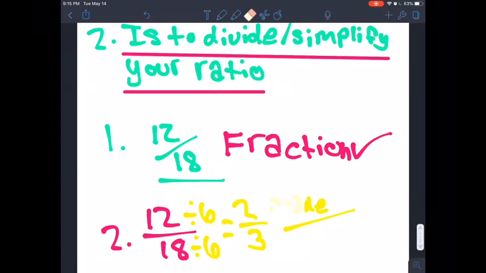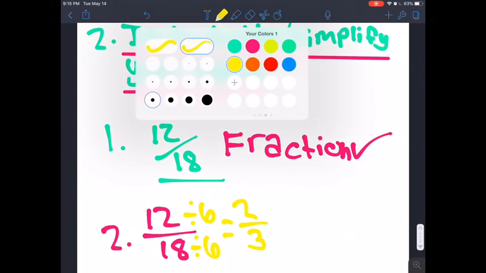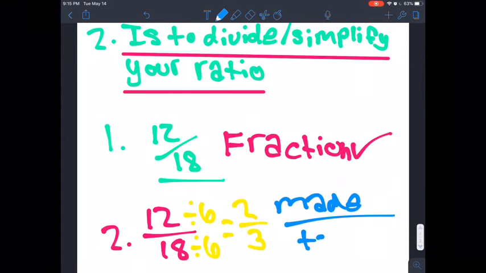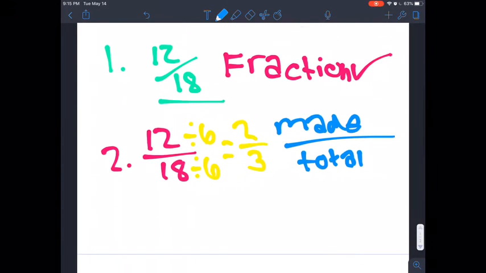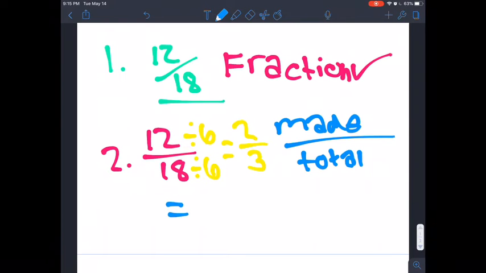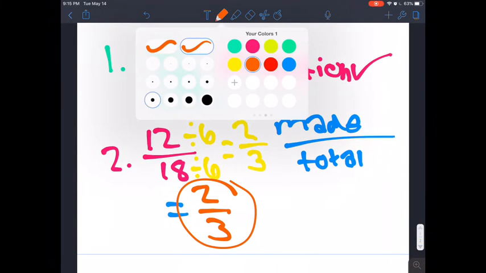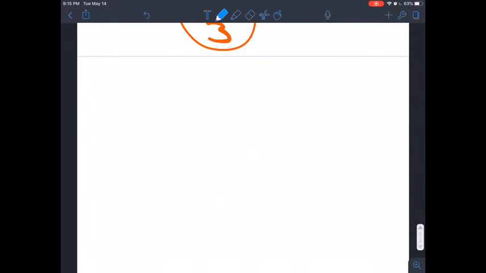So this shows how many baskets she made over how many baskets she took. This makes sure that the number of made baskets out of total baskets was 2/3. So that is the ratio of her shooting. Now onto the third step. The third step is to explain your ratio in a sentence, which is an optional step.